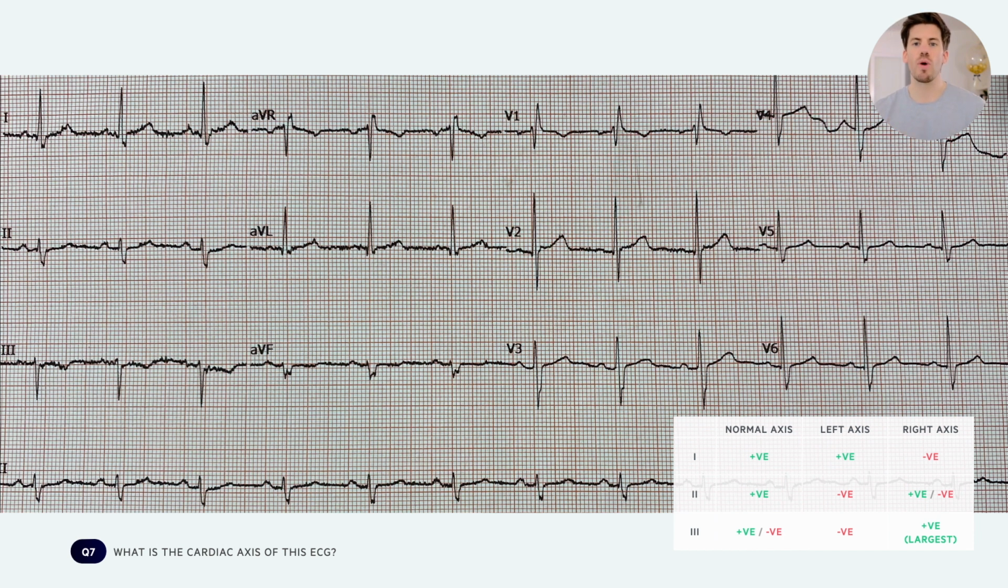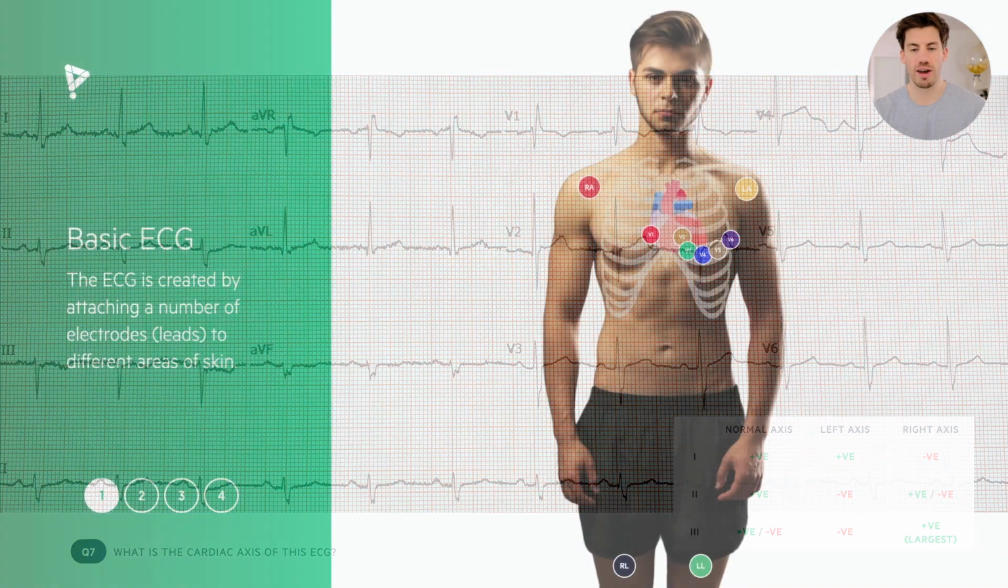If the R wave equals the S wave, then that's a kind of isoelectric lead, and the wave of depolarization is going perpendicular to that lead. That can be a bit tricky to work out exactly where it was. So you'd never get that in an exam question, but it may be on the borderline between left axis and normal if that was occurring.